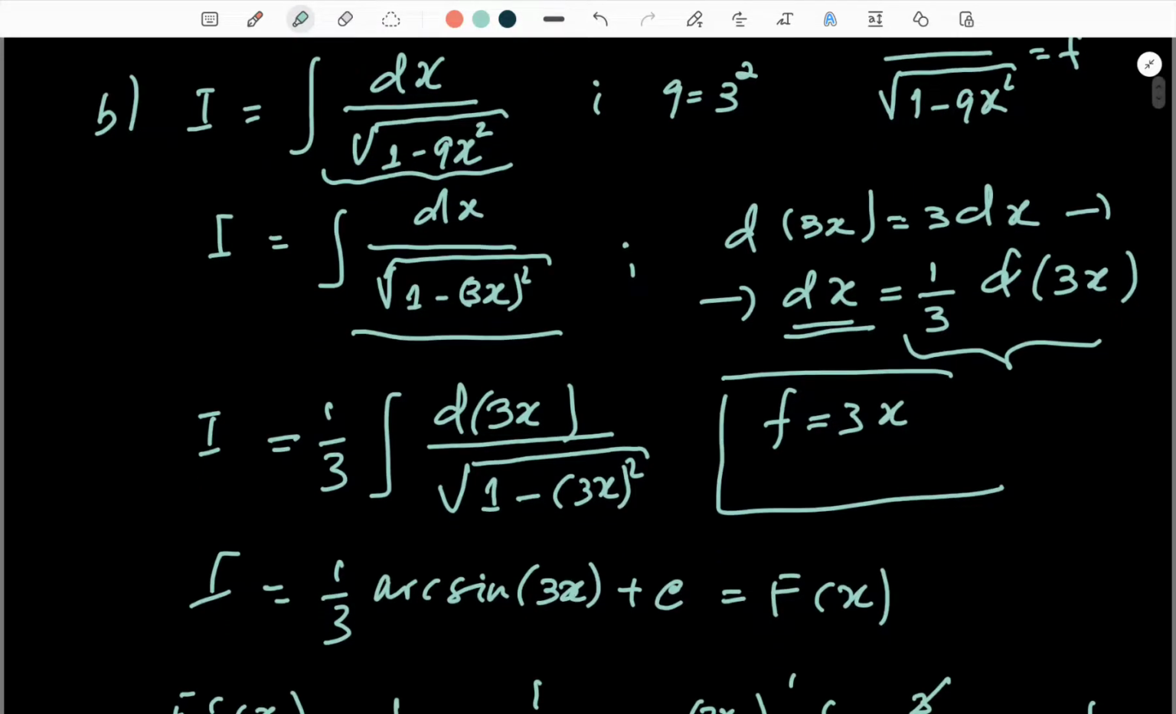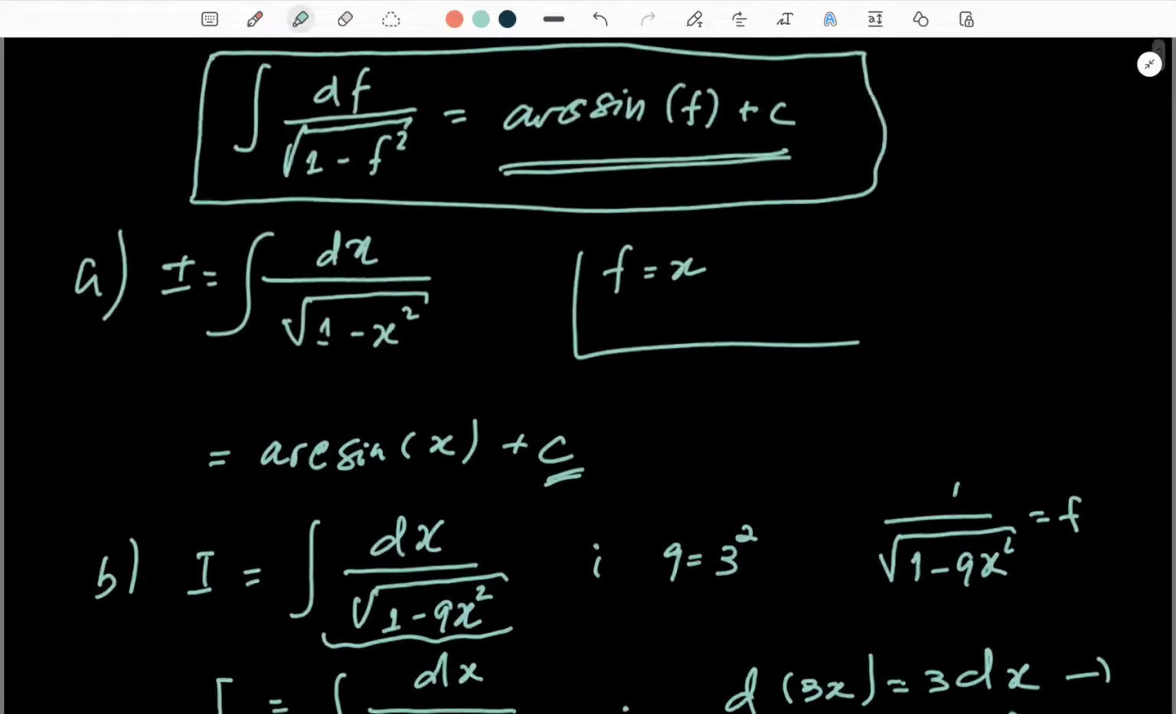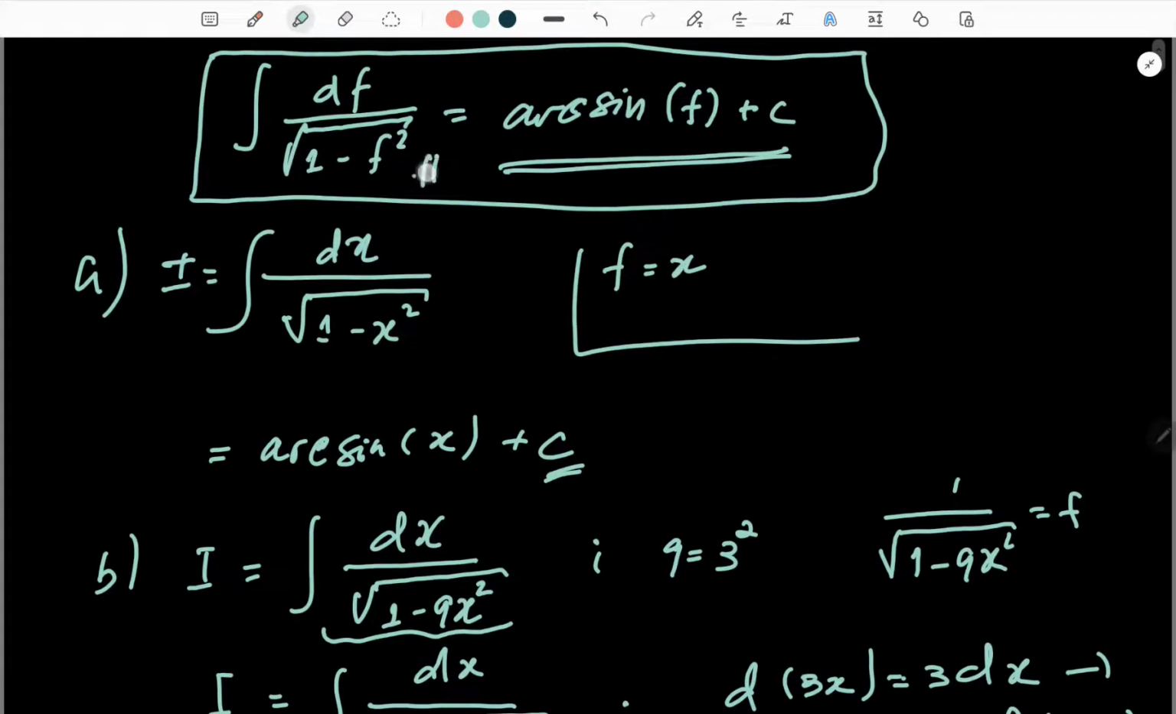Then we applied this rule for the 4 exercises here, and we saw how to transform a specific integral to the form of our rule, and we get the solution as written here using the rule.